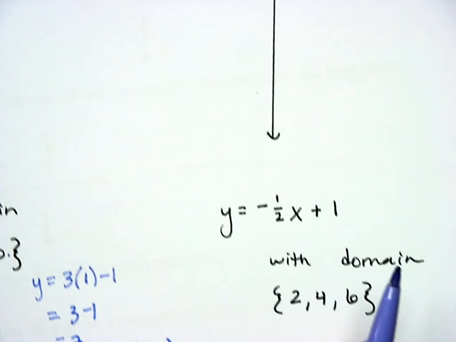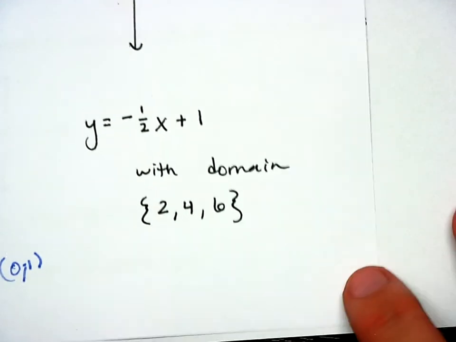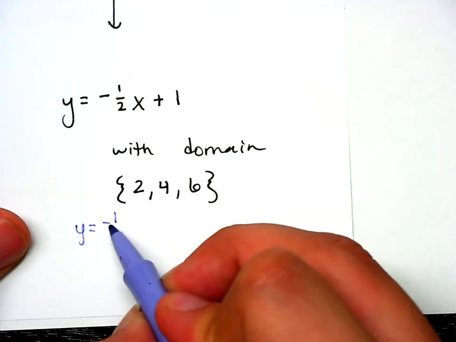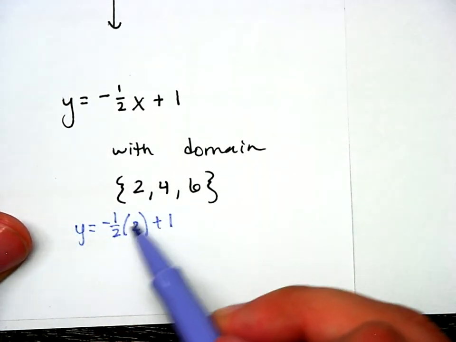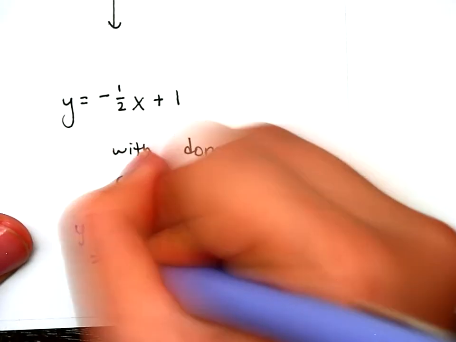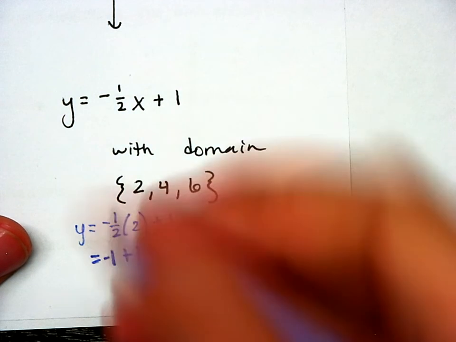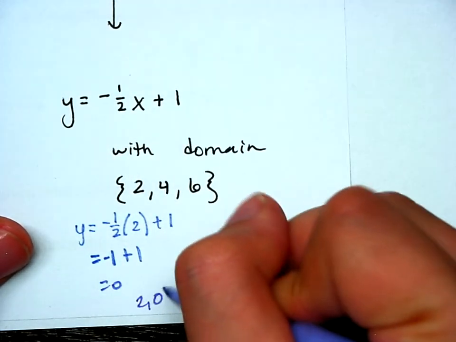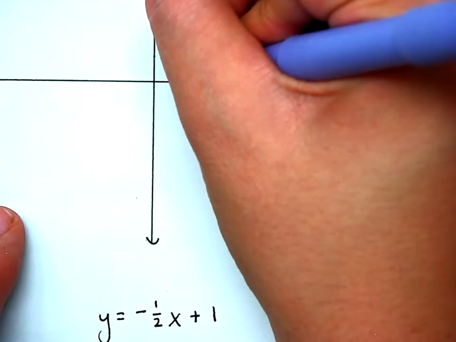This time we only have 3 x values, and we're going to find what those points are given those x values. Let's start with the first one, 2. So I've got y equals negative 1/2 times 2. This is like 2 divided by 2, and then with a negative. So 2 divided by 2, that's 1, the negative, and then plus 1. This is 0. So this point is 2, 0. Let's plot that. So over 2 up 0.